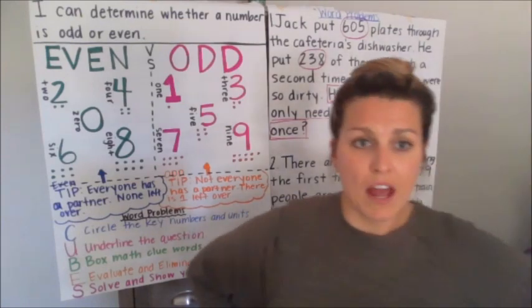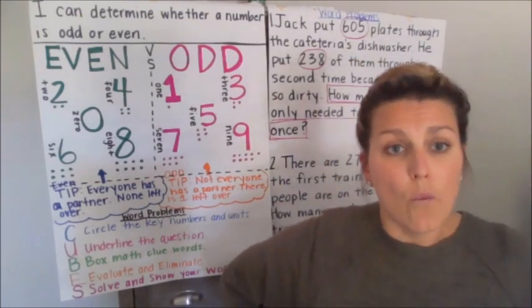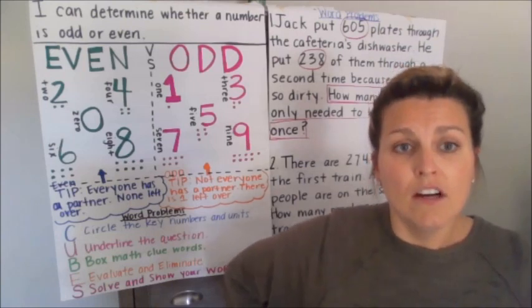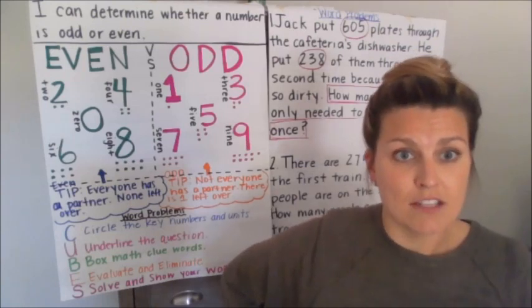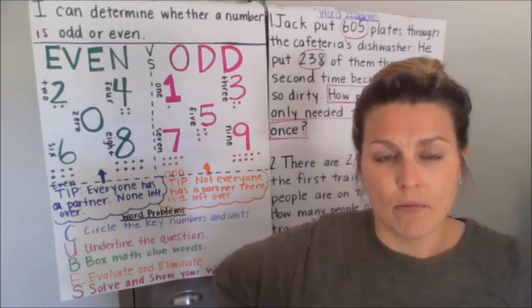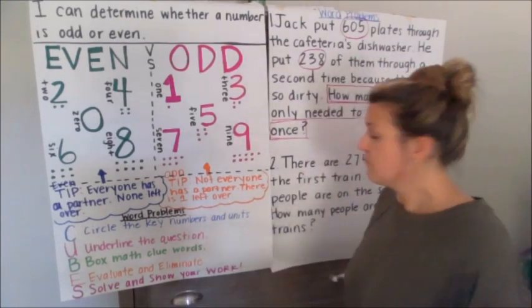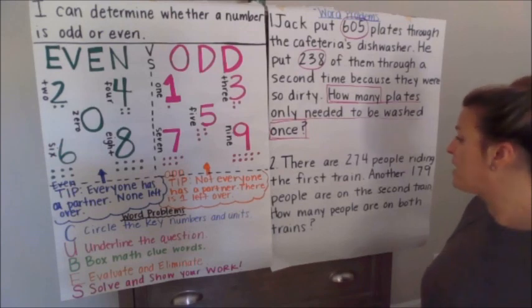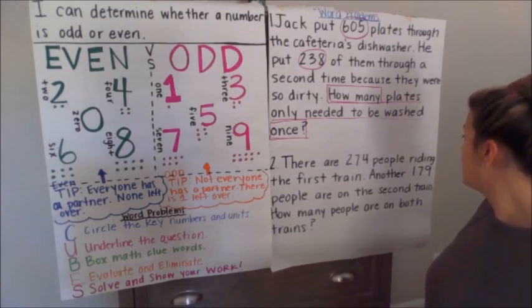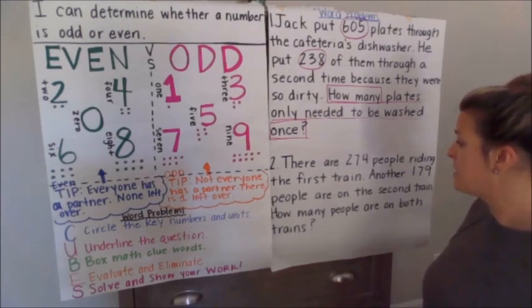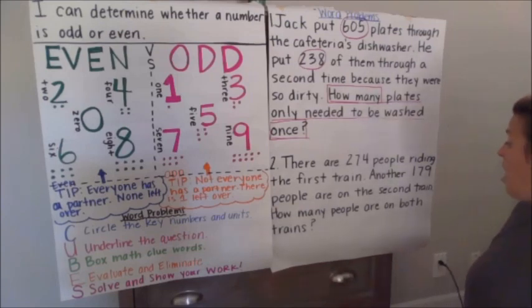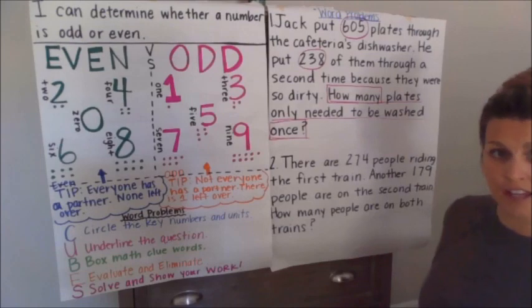All right, so now I'm going to go ahead and read you the problem. Once I read the problem, you guys are going to pause the video for a moment to solve the problem. Here we go. There are 274 people riding the first train. Another 179 people are on the second train. How many people are on both trains?